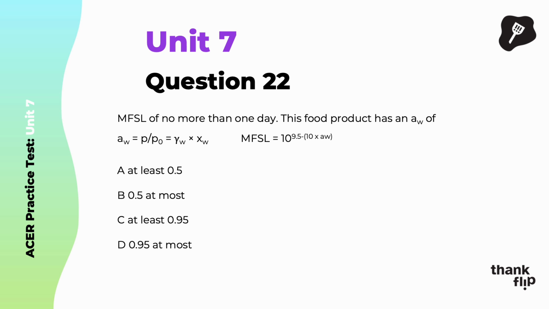In question 22, it says, if the MFSL is no more than 1 day, the food product has an AW of what? Okay, and so I have my two formulas here that I've put on the screen. Out of these two, I know that I have to use this one because I'm given the MFSL. The MFSL is no more than 1 day. So this is representative of the MFSL.